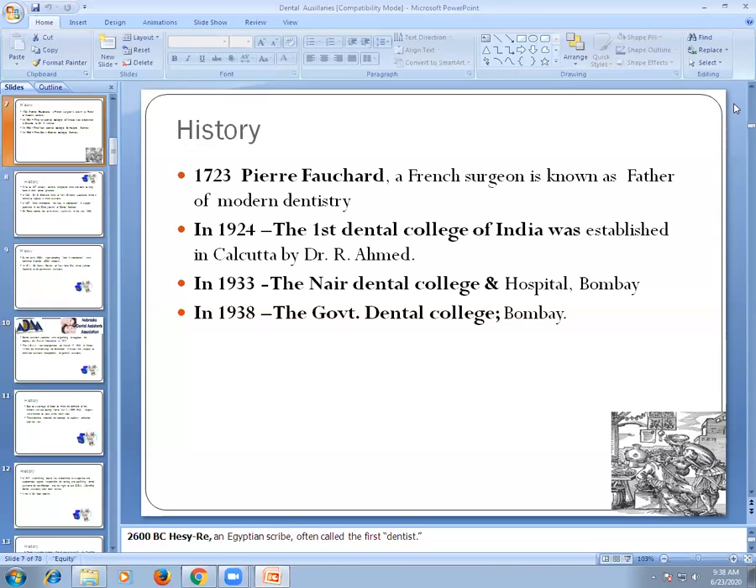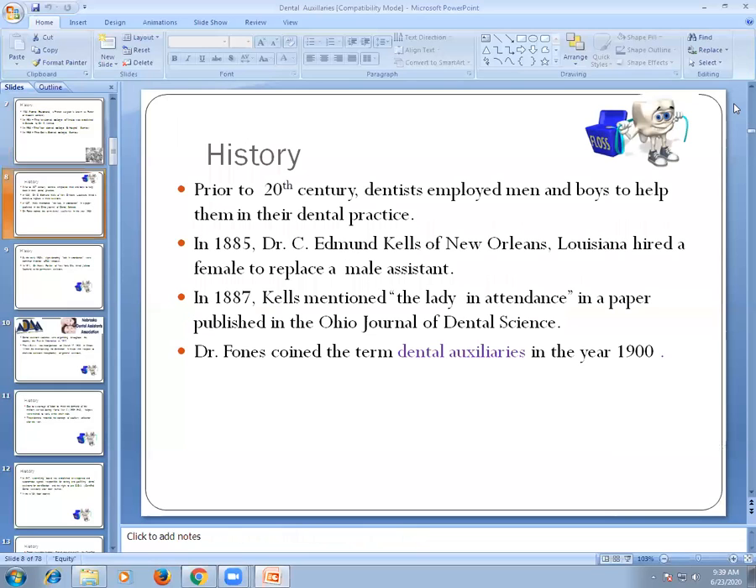In 1938, Government Dental College was established in Bombay. Prior to the 20th century, dentists employed men and boys to help them in their dental practice. In 1885, Dr. C. Edmund Kells of New Orleans, Louisiana, hired a female to replace a male assistant.